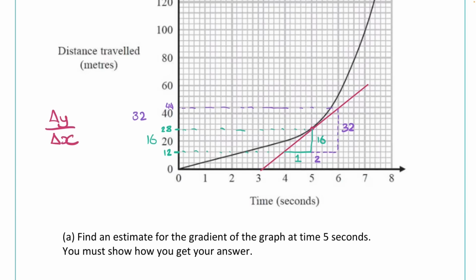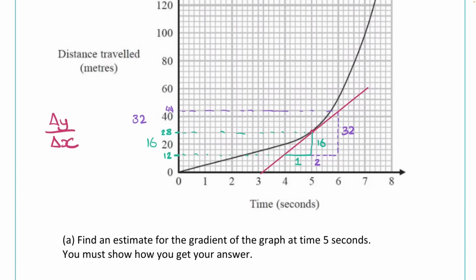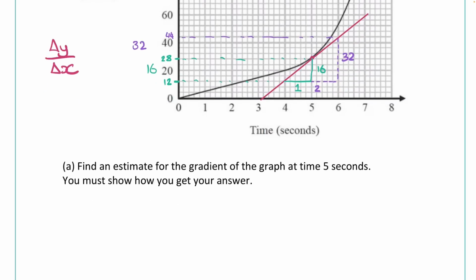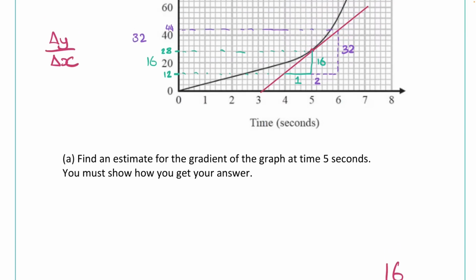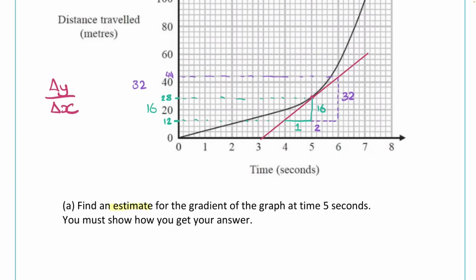Now, of course, if you've got this printed off and you're doing it on paper, yours might be either side of that. There is some leeway that you're allowed. It doesn't have to be perfectly 16. Mine might not be perfect, but it should be somewhere close to that. So my answer there is 16 for my estimate for the gradient of the graph. And obviously it does have this word estimate because we are just drawing our own tangent, and our tangents can be different. We are not computers, we're not doing them perfectly, so it is just an estimate.